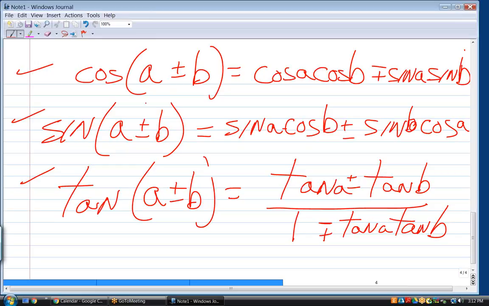Okay. Well, with the sum and difference, now you can do angles like 75 degrees, 15 degrees, because 15 comes from 45 minus 30. You see what I'm saying? Yes. All right. Do you have any specific problems?